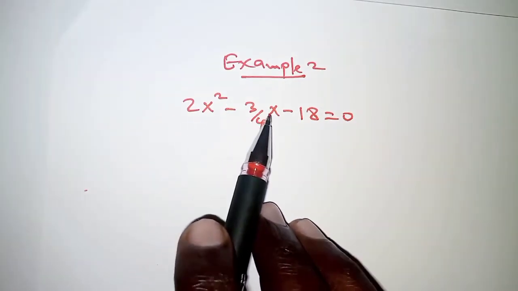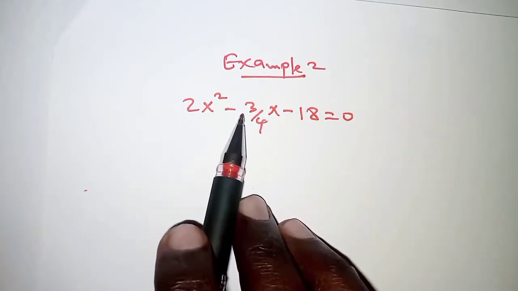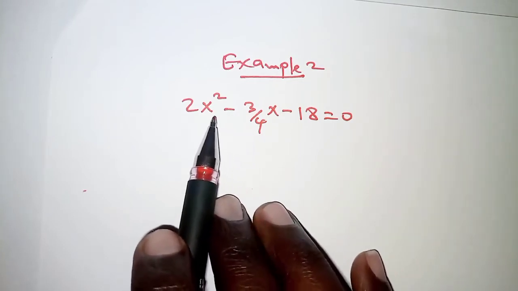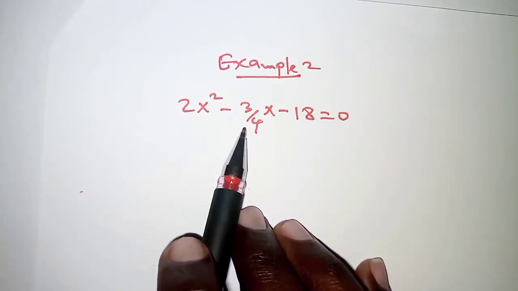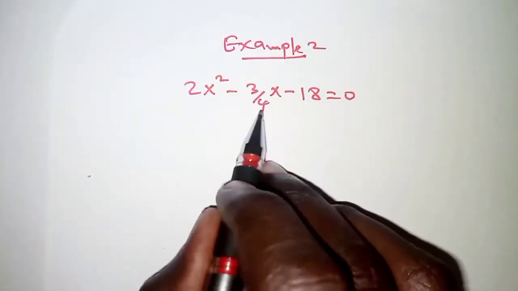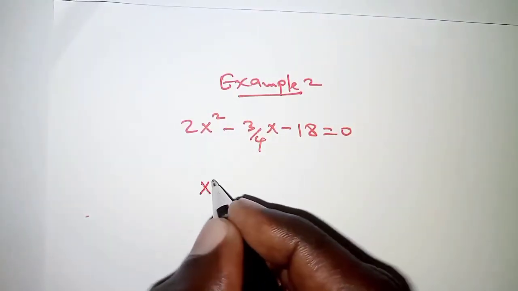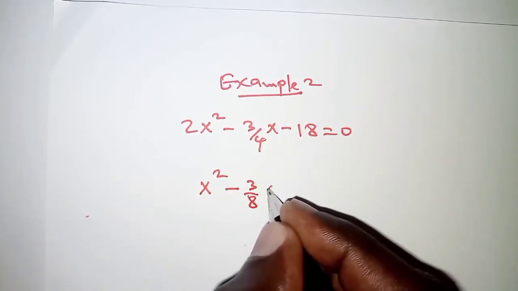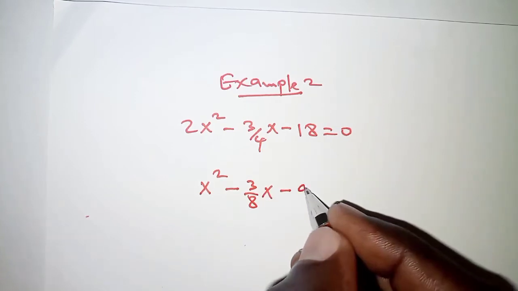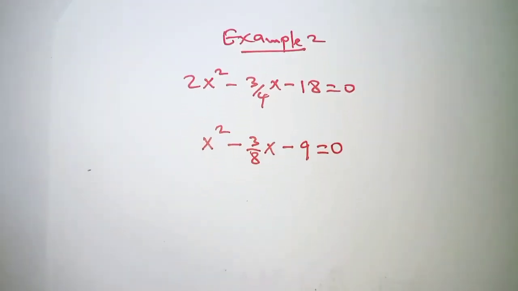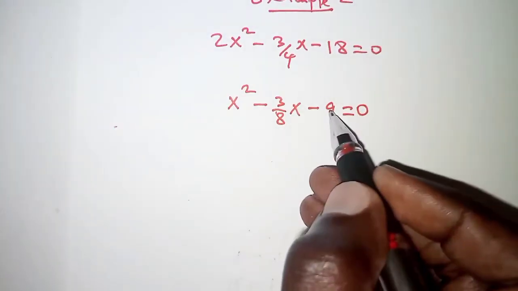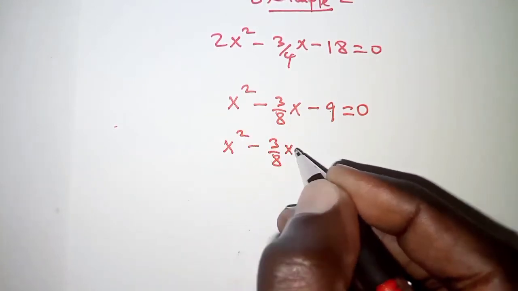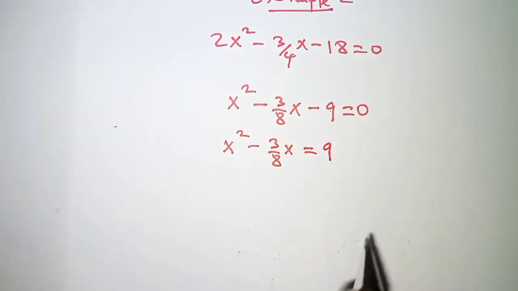I say that because when it comes to fractions here, some students find it a problem dividing 3 over 4 by 2. That is the same as multiplying it by a half. So just multiply 3 over 4 by a half and you'll get the term that will replace this. So we have x squared minus 3 over 4 times a half, that is 3 over 8 x minus 9, and that should be equal to 0. So once you have gotten to this step, take negative 9 to the right hand side. We have x squared minus 3 over 8 x is equal to 9.